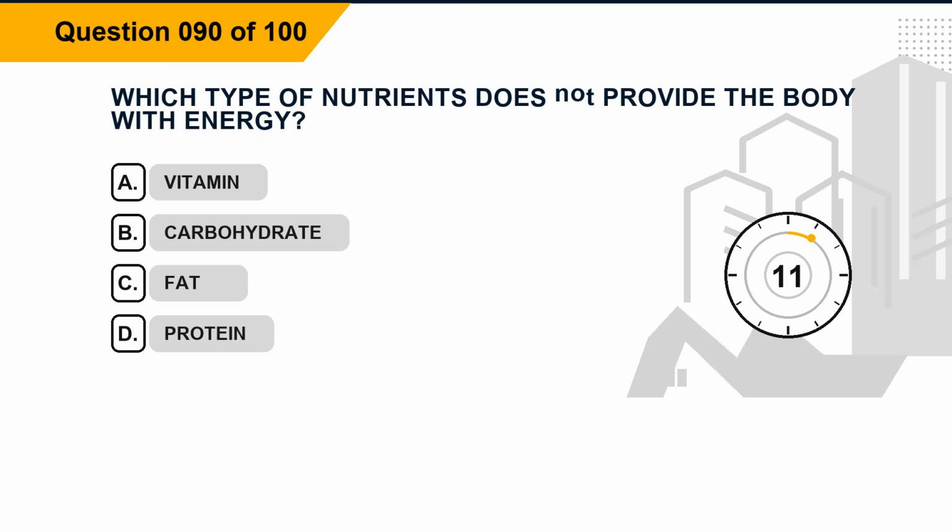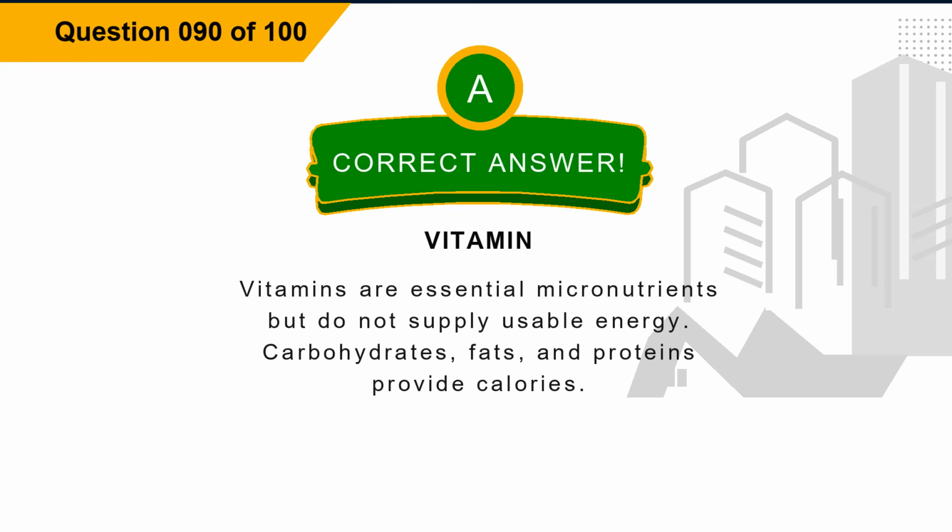Question 90. Which type of nutrients does not provide the body with energy? Option A, vitamin. Option B, carbohydrate. Option C, fat. Option D, protein. The correct answer is option A, vitamin. Explanation. Vitamins are essential micronutrients but do not supply usable energy. Carbohydrates, fats, and proteins provide calories.